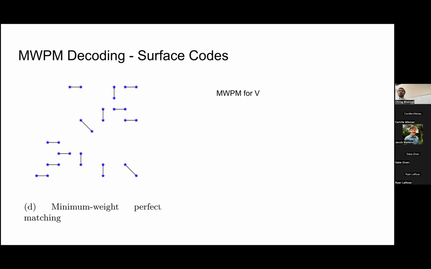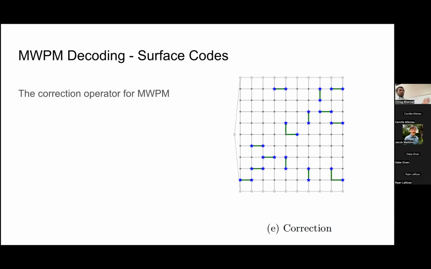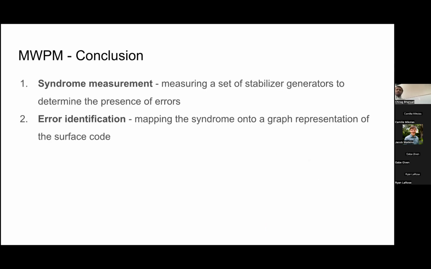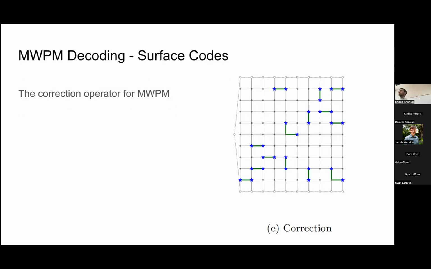So I'm not going to explain how that algorithm works, but what we get from it is a minimum weight perfect matching. And once we place it on a graph, we find a correction operator from it, which can be used to get the original encoded information. Any questions on this so far?